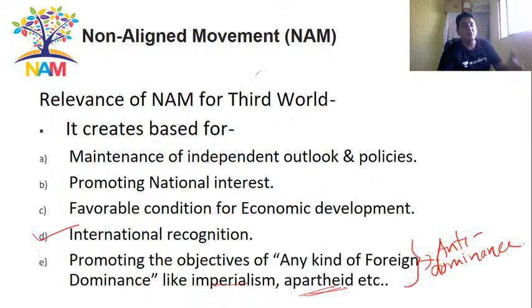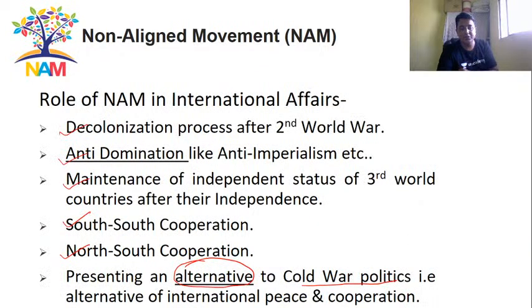Clear? Then relevance of NAM for the third world, meaning all the third world countries. What is important for them? NAM helps them to maintain independent outlook. NAM helps them to promote their national interest. NAM helps them to promote economic development. NAM gives them an international recognition, and they protect themselves from any kind of foreign dominance.